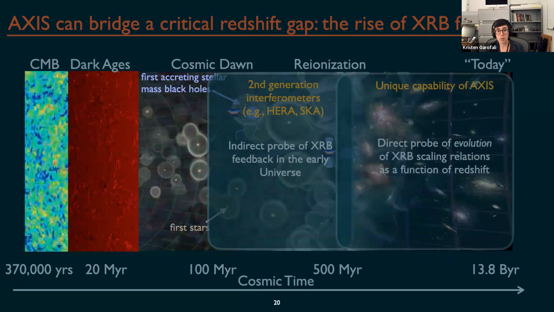And so I'll just leave up this as my summary slide, that AXIS really has this unique capability to be a more direct probe of the evolution of X-ray binary scaling relations, in a way that'll be complementary to indirect probes that we have at even earlier cosmic epochs from second generation interferometers like HERA or SKA. And I'll take any questions if we have 30 seconds or a minute. Thanks.